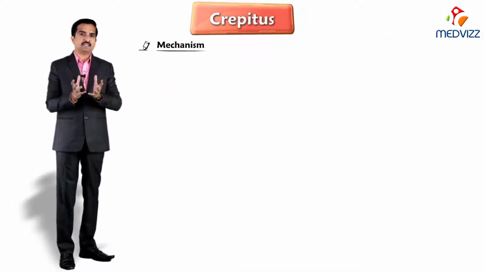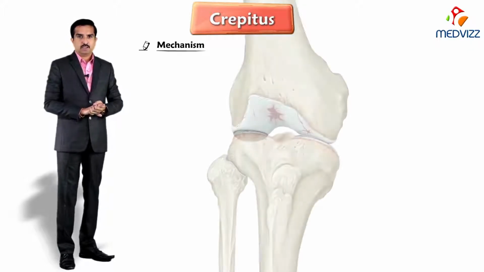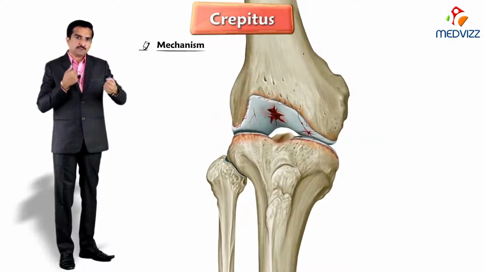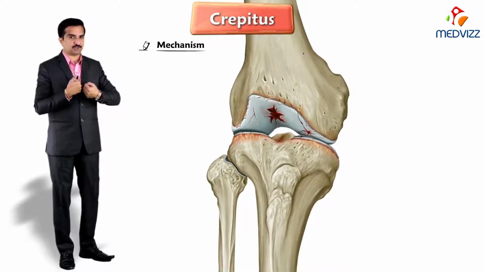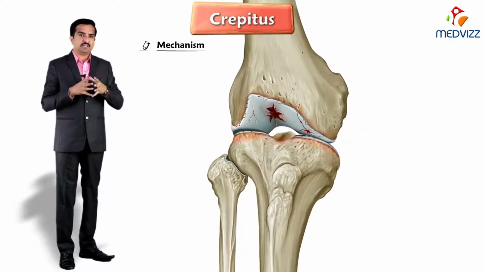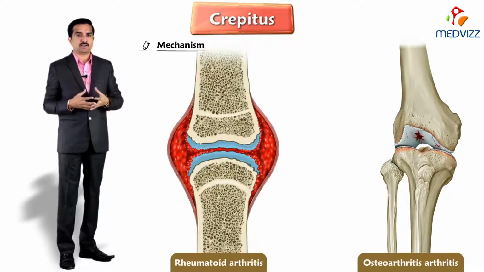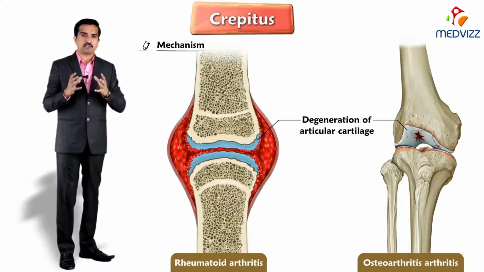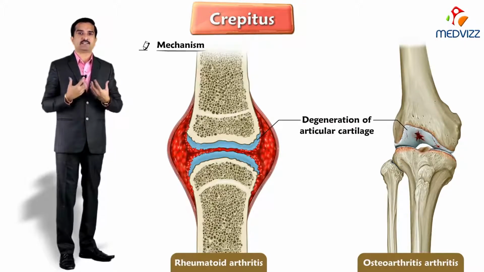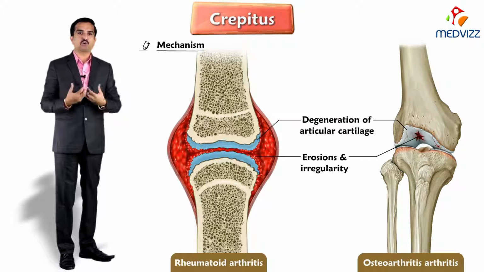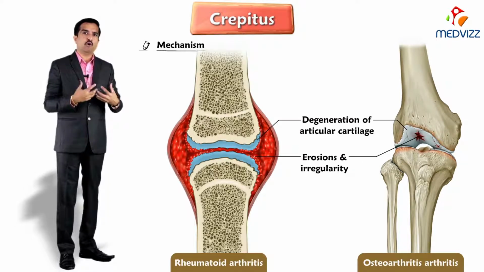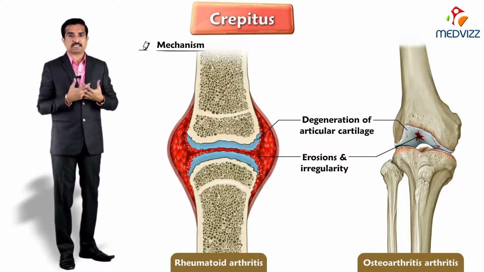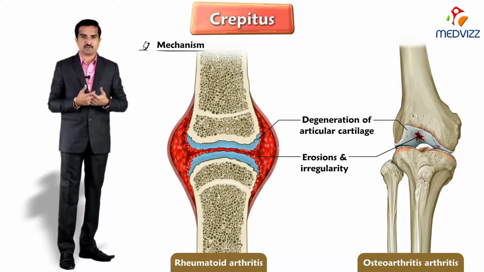So what is the mechanism behind such sound? Crepitus of the joints is mainly caused when two rough surfaces grind against each other. For example, in conditions like rheumatoid arthritis and osteoarthritis, there will be degeneration of articular cartilage of the joint surfaces, creating erosions and irregularity. So both of these conditions are associated with the development of abnormal sounds between the joints called crepitus.